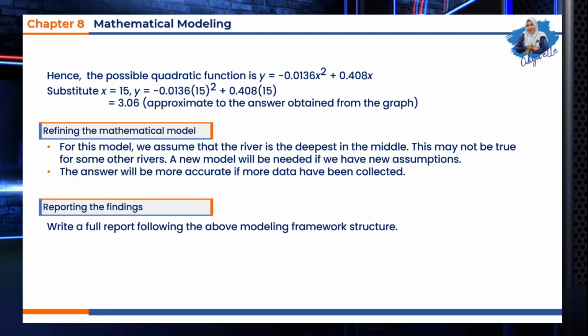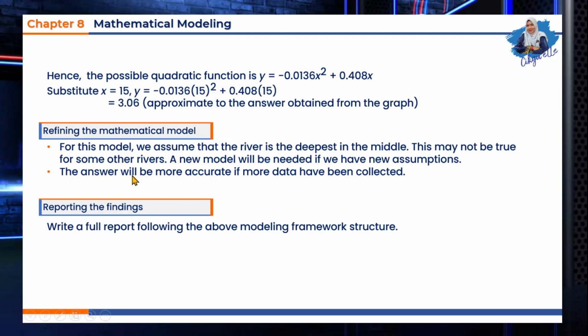For this problem to solve this problem. This may not be true for some other rivers. Not all rivers are in this condition. Here we assume the deepest part, the greatest depth, is in the middle. But in real life situations, not all will be like this. So a new model will be needed if we have a new assumption. If we have another assumption, we have to create another model.